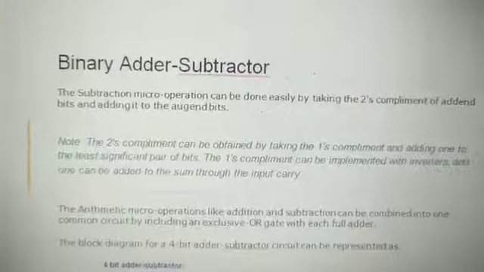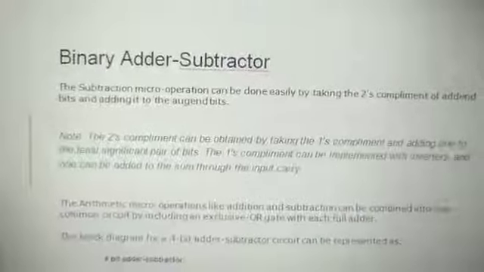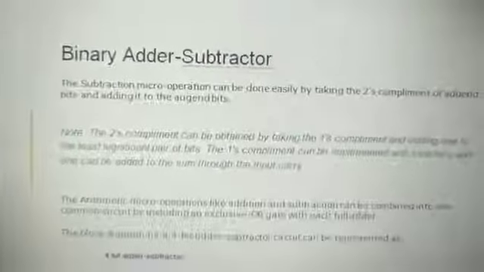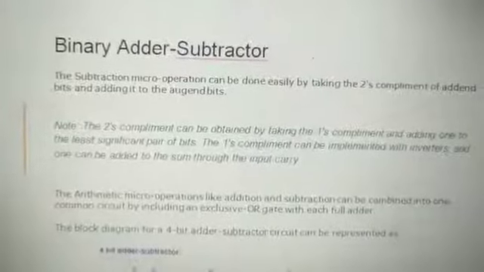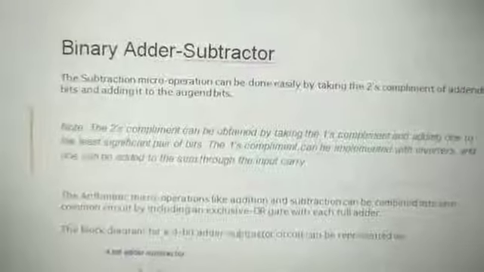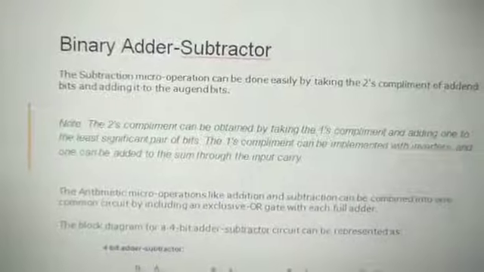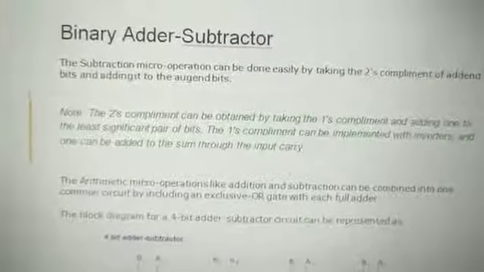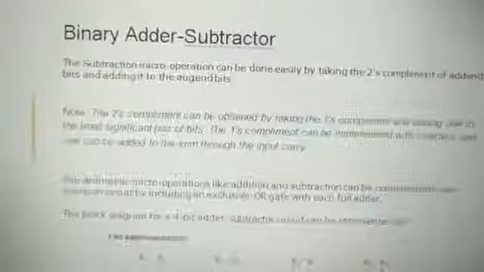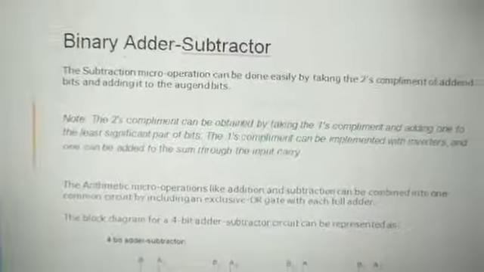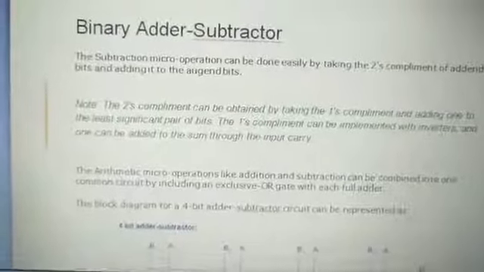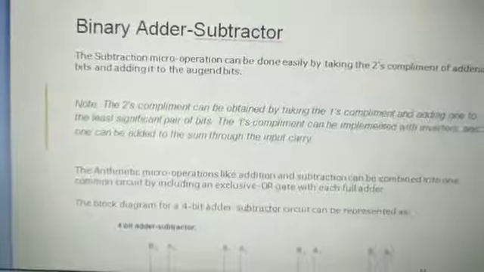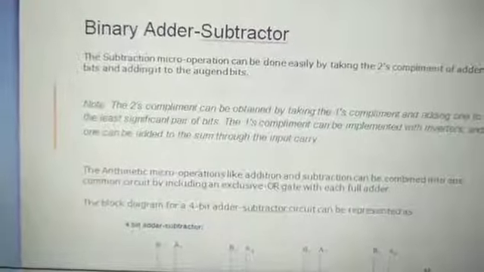Today's topic is binary adder subtractor, or you can say the 4-bit parallel adder subtractor circuit also. Okay, so what is the function of it? The arithmetic micro operations like addition and subtraction can be combined into one common circuit, including an exclusive OR gate with a full adder. So here in this circuit we can perform both addition and subtraction. Both the operations are combined into one circuit.